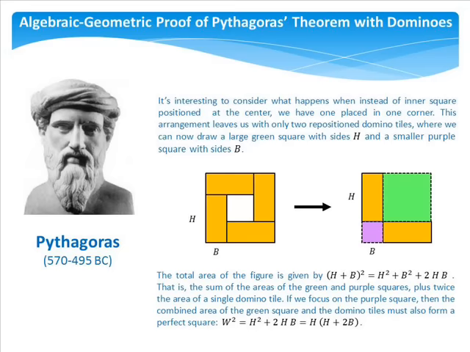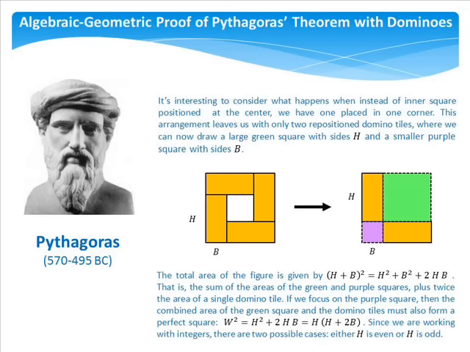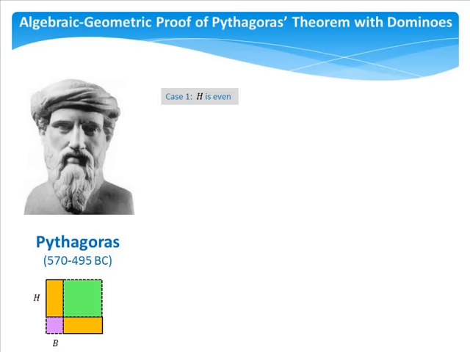w squared equals h times the sum of h and 2 times b. Since we are working with integers, there are 2 possible cases. Either h is even or h is odd. In case 1, h is even. So h equals 2 times h sub 1. That is, w squared equals 4 times h sub 1 times h sub 1 plus b. So h sub 1 times h sub 1 plus b must be a perfect square.